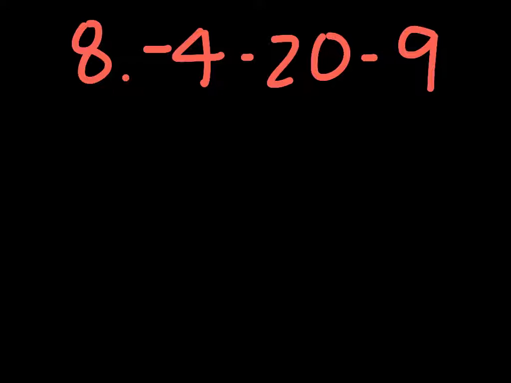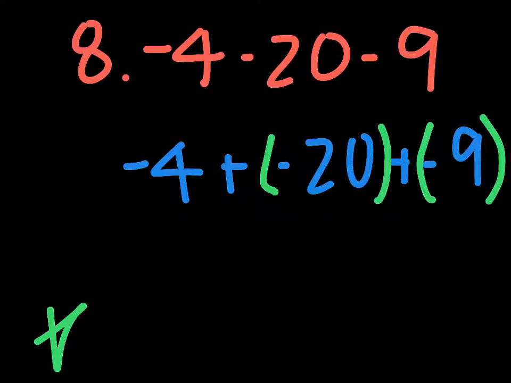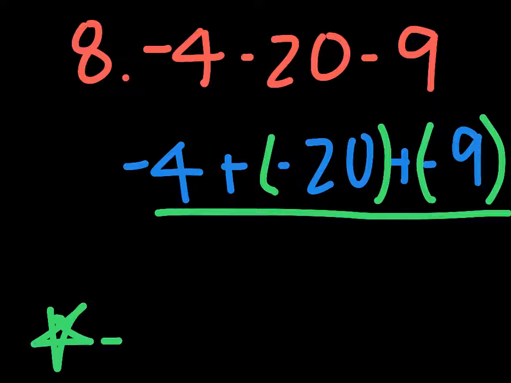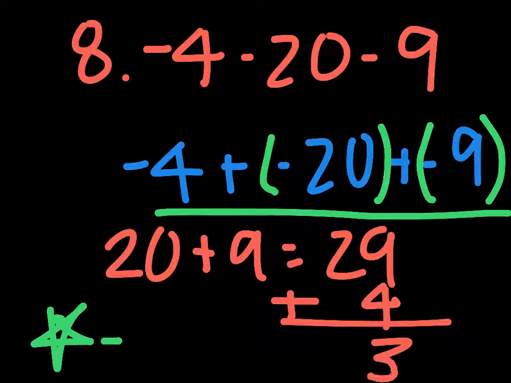Right, so remembering key idea, adding the opposites, that means this becomes negative 4 plus negative 20 plus negative 9. Again, you can put your parentheses if it's easier. Put your star over here where you want your answer to be. Put your negative because you know all these negative numbers, there's got to be a negative. Okay, you can take your negatives off if that helps you. So now it's 20 plus 9, it's 29, plus 4, 33. Negative 33 again. Great job, guys.